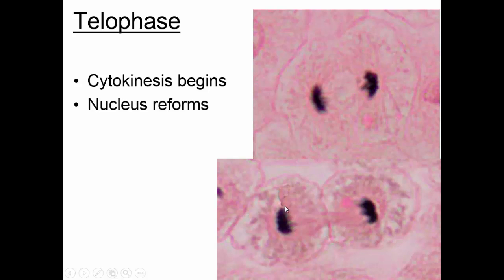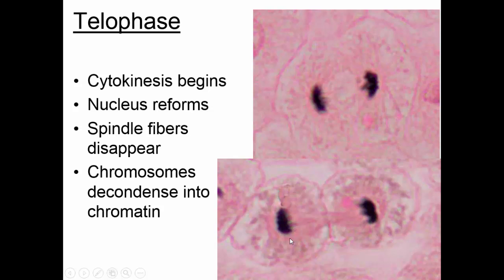Notice that we have the nuclear material condensed back up. The nucleus is going to reform. The centrioles and the spindle fibers will disappear, and the chromosomes will condense back into chromatin. We'll start to see that nucleus go back to not being so prominent anymore.